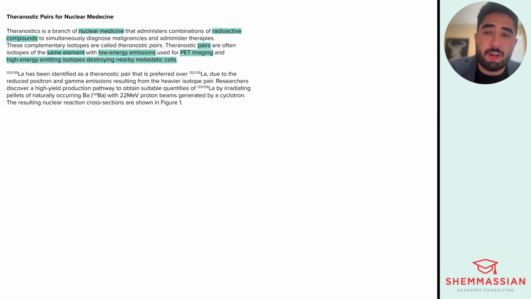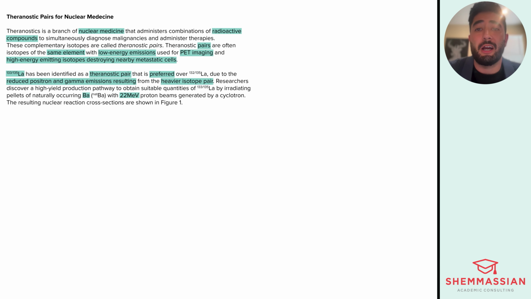And so for this paragraph, if we were to reveal the highlights, you would see that we'd highlight things like lanthanum-133 and 135, there being a theranostic pair, that it's preferred, and that it has reduced positron and gamma emissions, and it results from a heavier isotope pair. We also highlight something like barium and the 22 million electron-volt proton beams. So we would highlight those things.